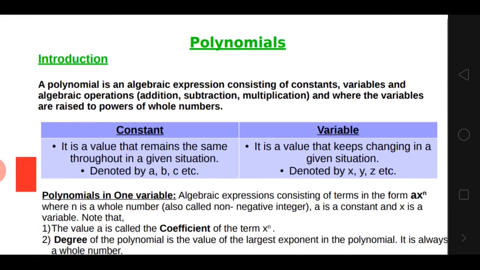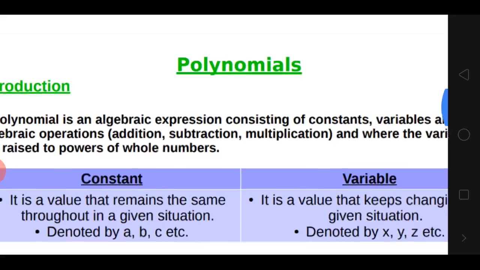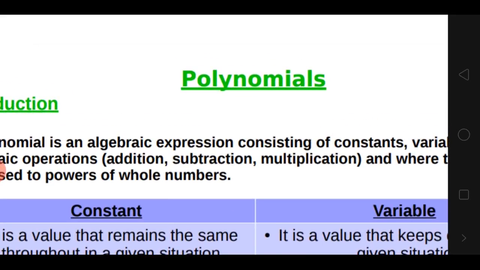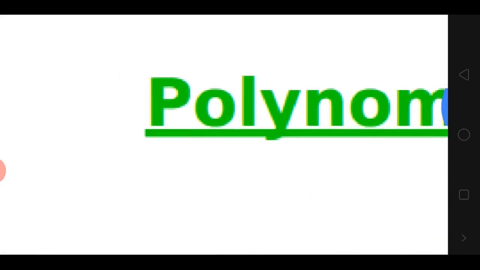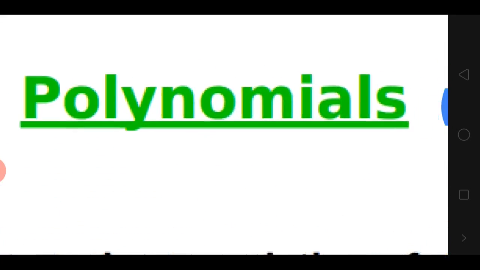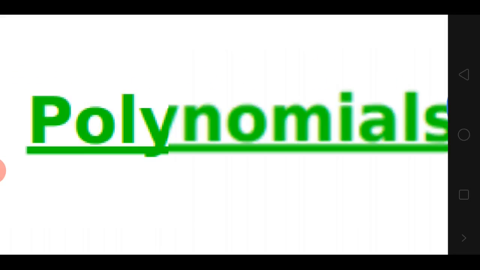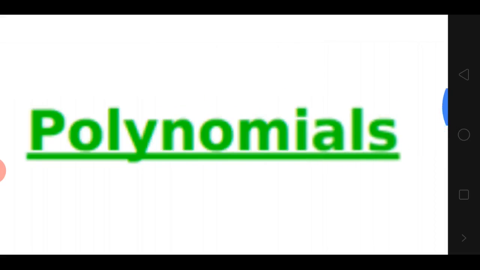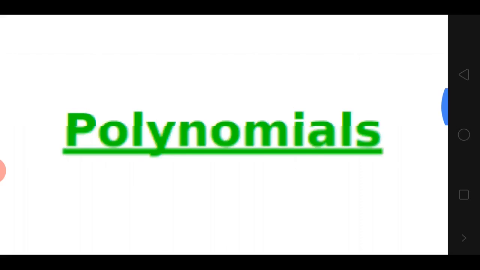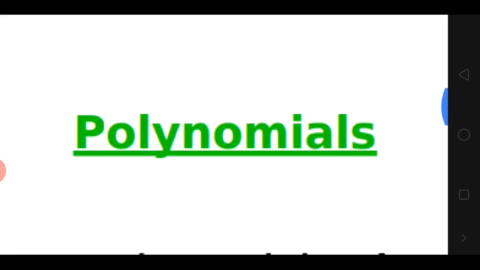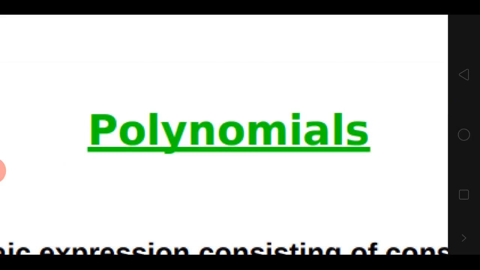Now this is our topic, that is polynomials. If you see this word polynomials, it is basically made up of two different words. The first word is poly and the second word is nomials. Poly is a Greek word which means many, whereas nomial is a Latin word which means names. Or in mathematical concept, we call nomials a term. The mathematical meaning of nomials is term.